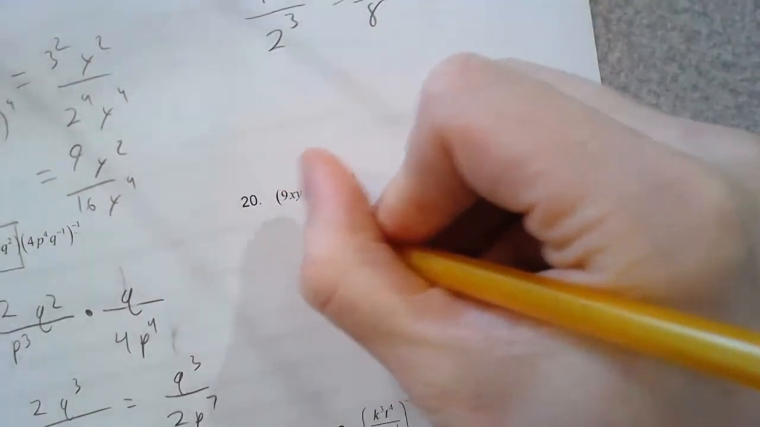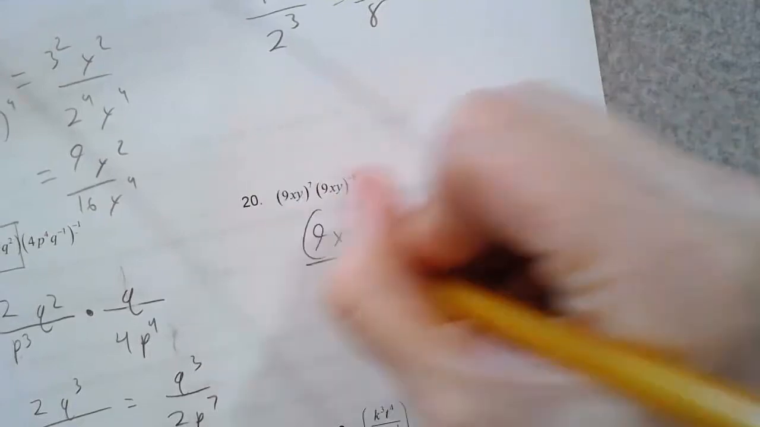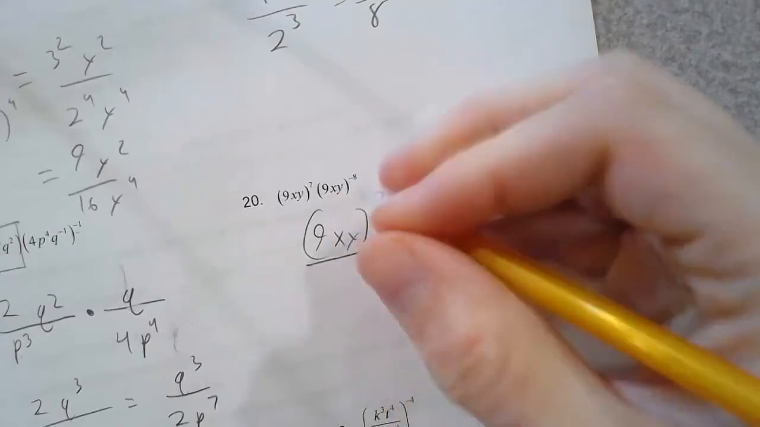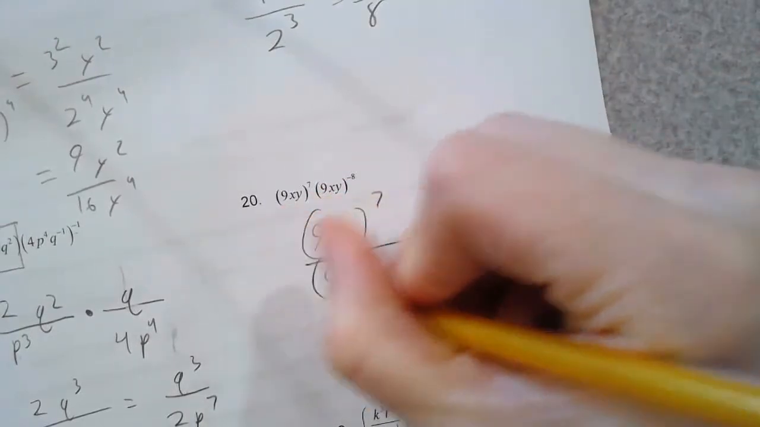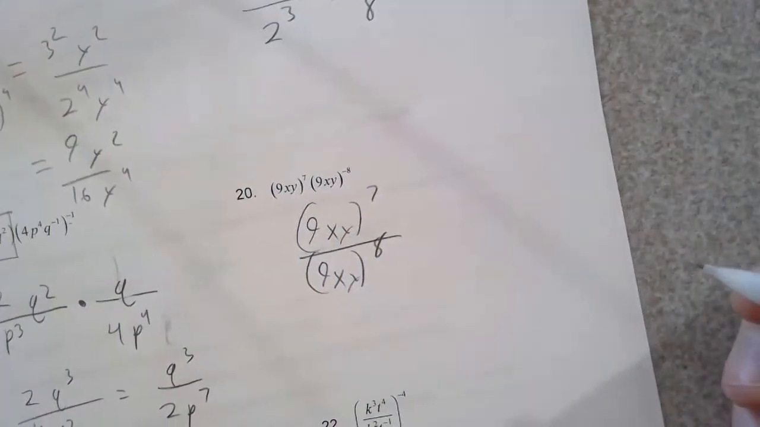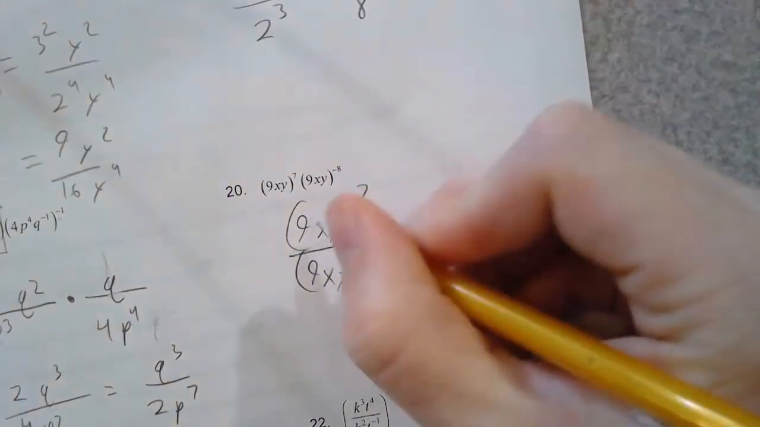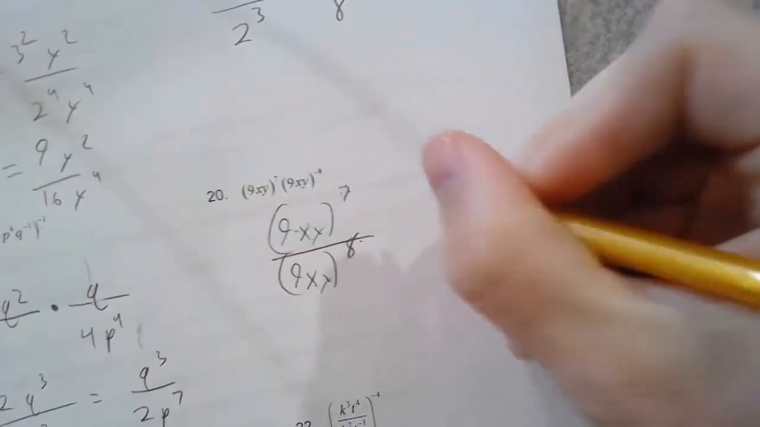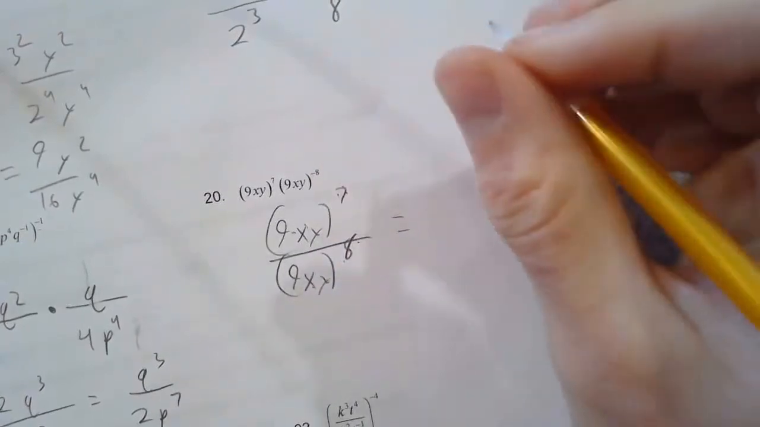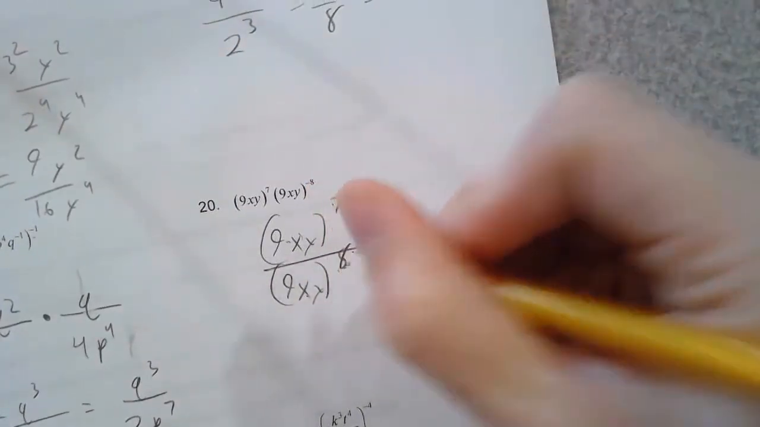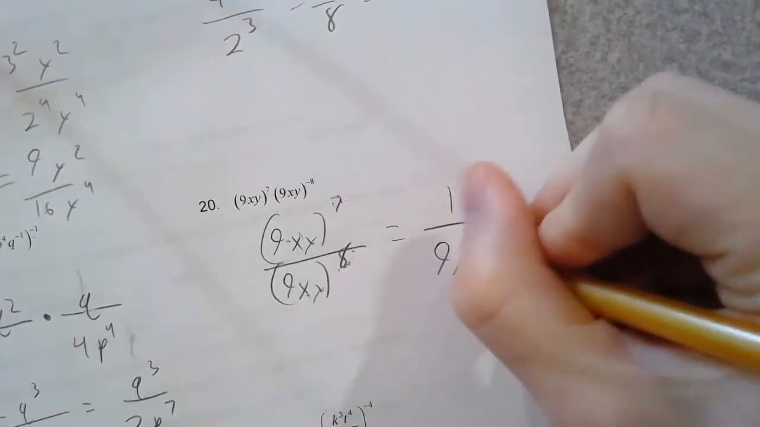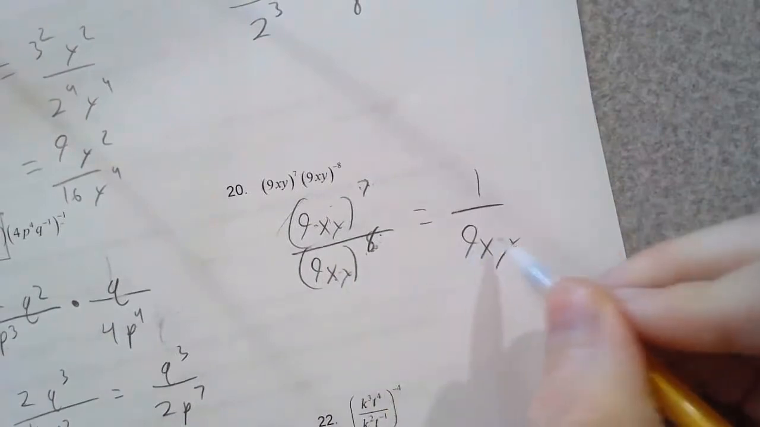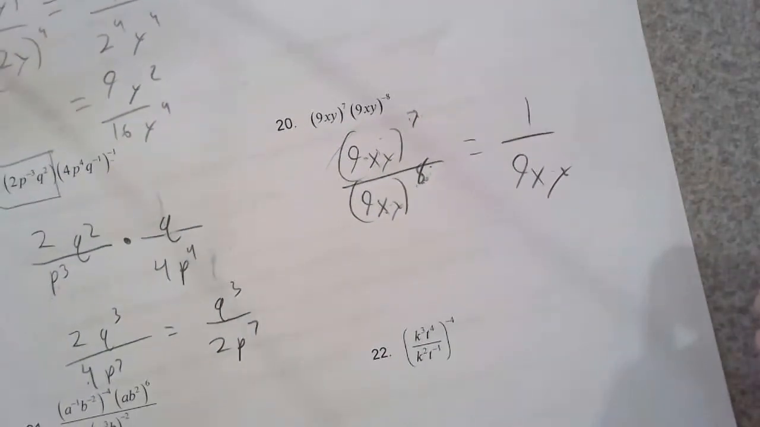Let's look at number 20. 9xy to the 7th. I do not like that negative exponent. I am going to move it downstairs. That makes the whole thing look like that. Well, here's the nice thing. This is the same thing. The same base, different exponents. So I can subtract the exponents. And I want to subtract them so that I leave it positive on the bottom here. So this is 1 over 9xy. Right? The other 7 of these cancel and I'm just left with 1 over 9xy.